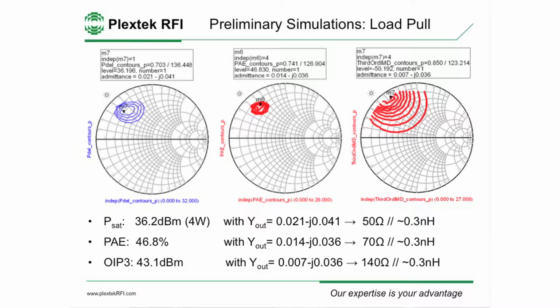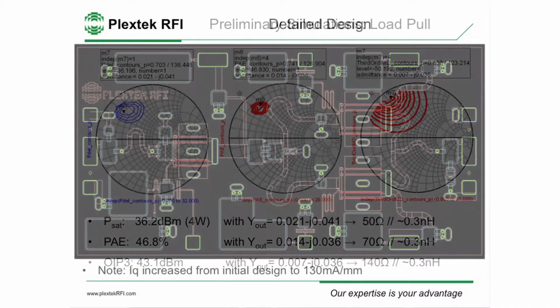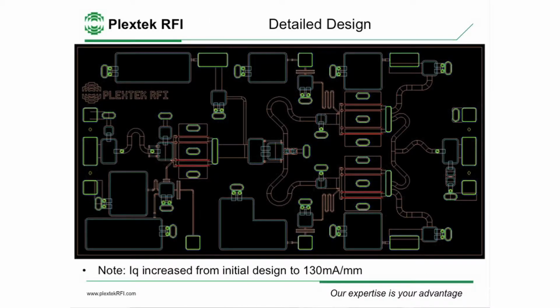This second point, you see the optimum match point has moved slightly. This is matched for PAE. We get 46.8%. And this final plot here, we're looking at the match for best IP3. There we get 43.1 dBm at this particular bias point. And these contours here show what happens as we drop the power level dB for dB at the input. So there's a little bit more work involved, and then you end up with this.